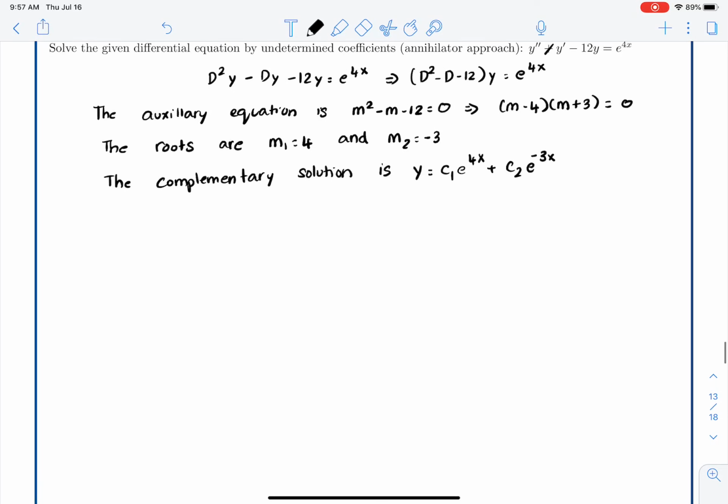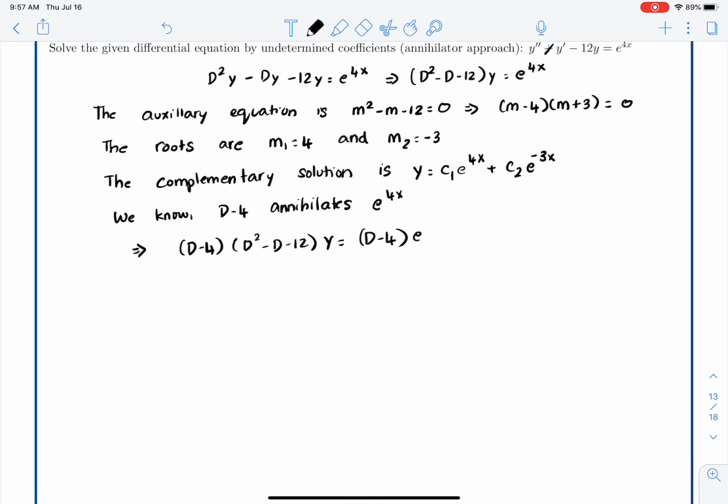Now we can move on and find the particular solution. For that, we've got to know what would annihilate e raised 4x. We know d minus 4 annihilates e raised 4x. So this would imply I'm going to multiply the differential equation on both sides by d minus 4, which would make the right-hand side 0.